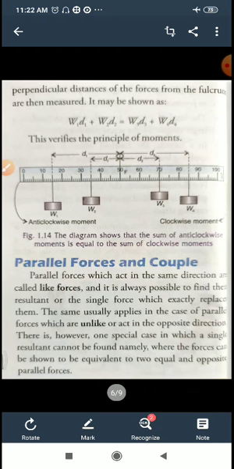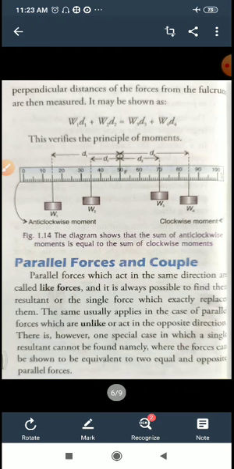This one we will perform as an experiment in your school also. Parallel forces and couple. Parallel forces which act in the same direction are called like forces, and it is always possible to find their resultant, or the single force which exactly replaces them. The same usually applies in the case of parallel forces which are unlike, or act in opposite directions. There is however one special case in which a single resultant cannot be found, namely where the forces can be shown to be equivalent to two equal and opposite parallel forces.